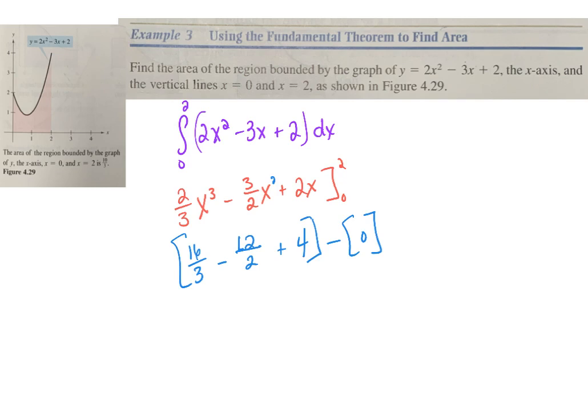And then you can either get a common denominator here, or you can just do a mixed number, however you like to do it. It doesn't matter to me, but this is going to be 6, right? So it's going to be 16 thirds minus 2, or minus 6 thirds. So we're going to get 10 thirds there.